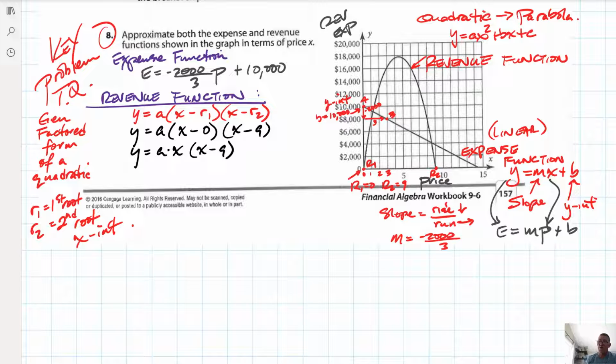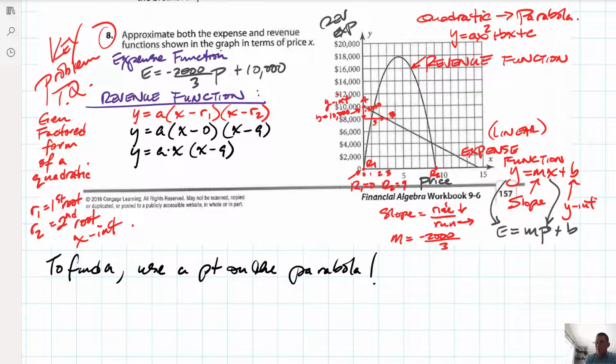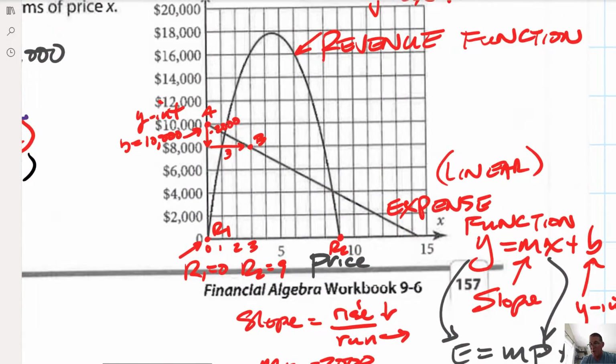Now we've got to find a. To find a, we use a point on the parabola. So we've got to pick one. Let's zoom in here and pick a point that we know, other than (0, 0) and other than (9, 0), so you can't use the roots. You've got to find another point. You cruise along the graph with your eyes and pick a point on the parabola that you know. For example, I don't know this point right here. I have no idea what that is.